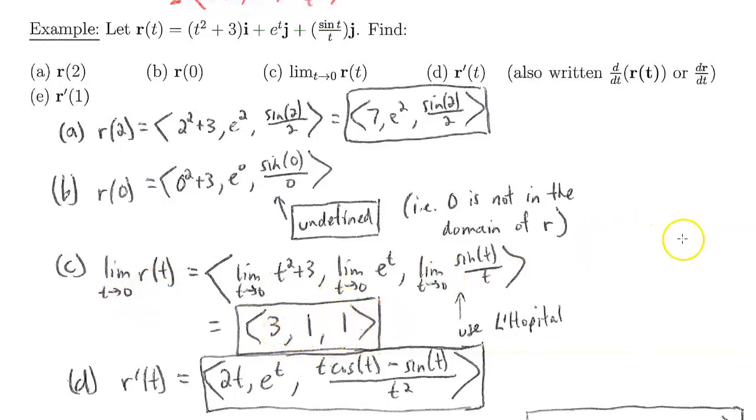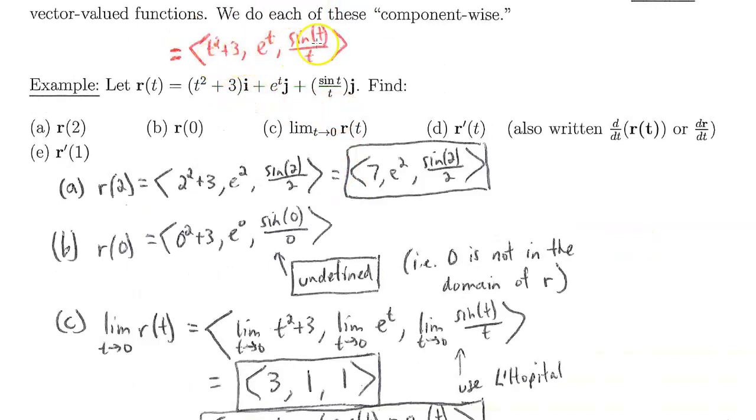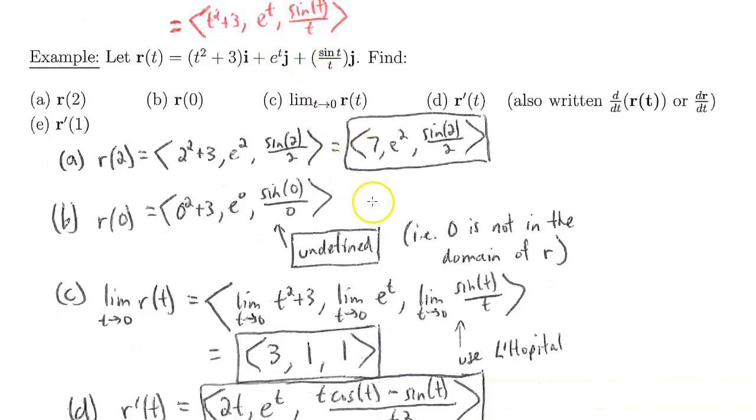Now what's r prime of t and what's r prime of 1? Here's r of t. What's r prime of t? Well, take derivatives within each of the components. So r prime of t is going to be 2t, comma, well, the derivative of e to the t is e to the t. And then how do we do the derivative of this? We're going to use the quotient rule: low d high minus high d low, all over low squared.